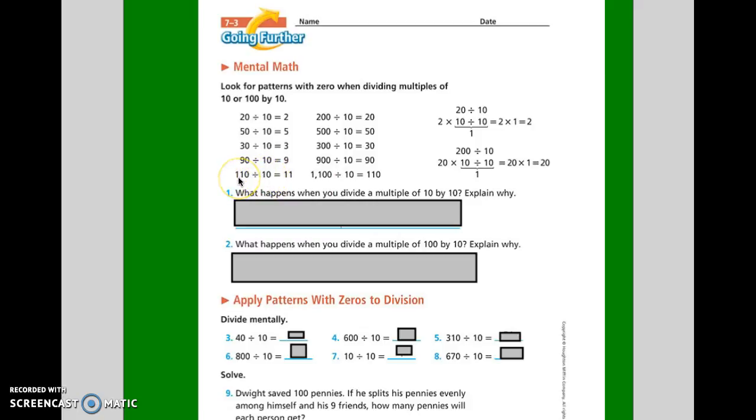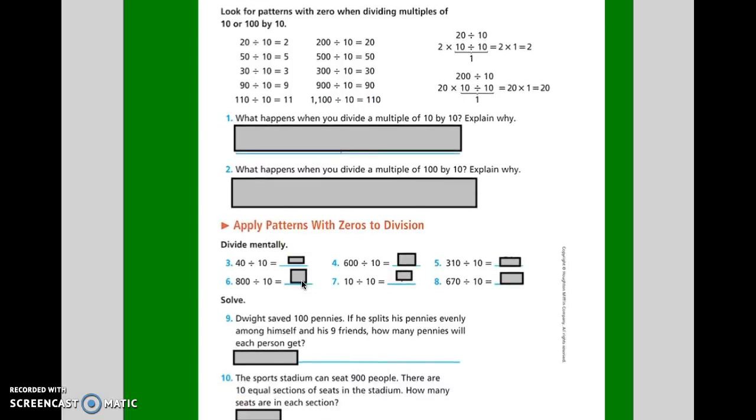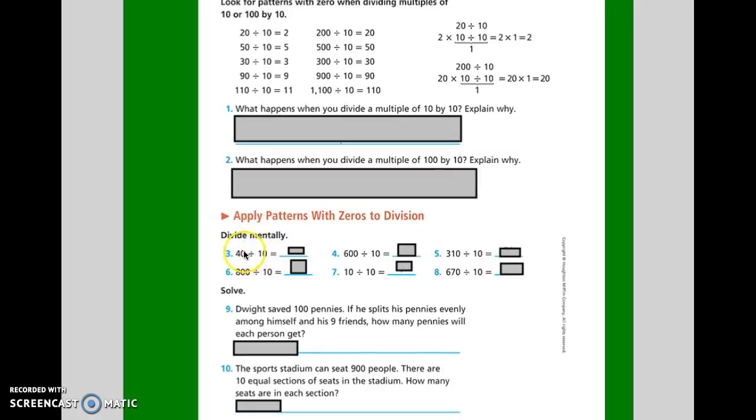Okay? Well, this one down here, this one's a little bit tricky. 10 into 110. So I think to myself, okay, well, how many 10s go into 110? And what you would get is, again, if you drop that 0, you would get 11. So you're just dropping that last 0 if you're dividing by 10, okay? So let's see if you can do some of these mentally. So I want you to think, how many 10s go into 40? Or 10 times what equals 40?